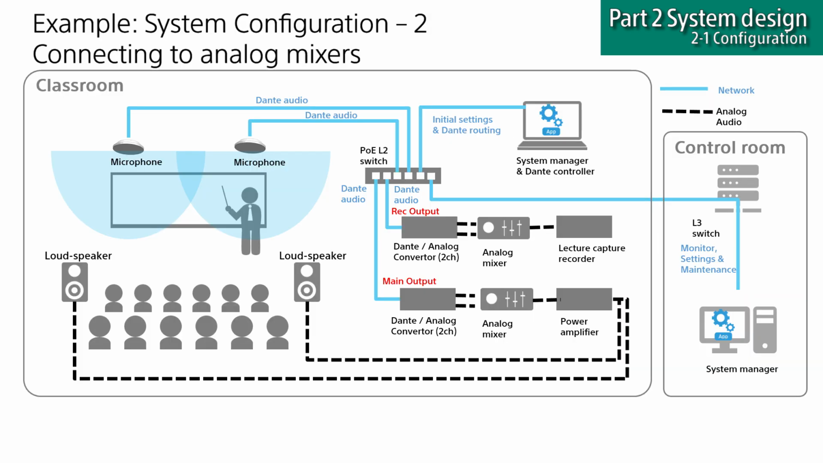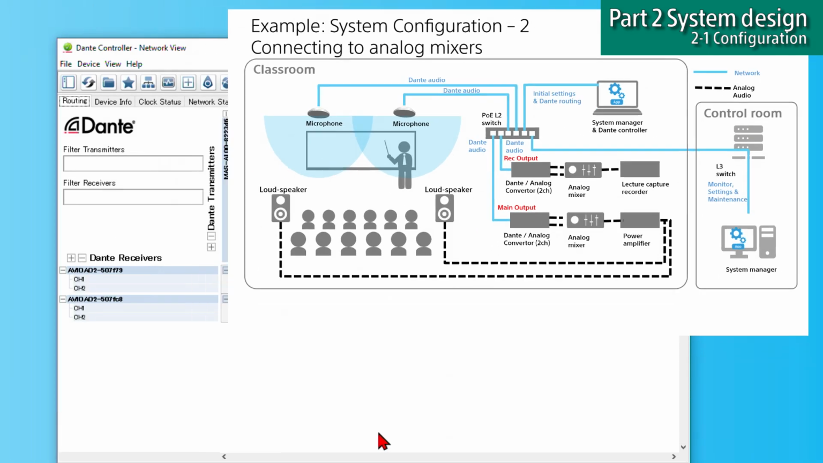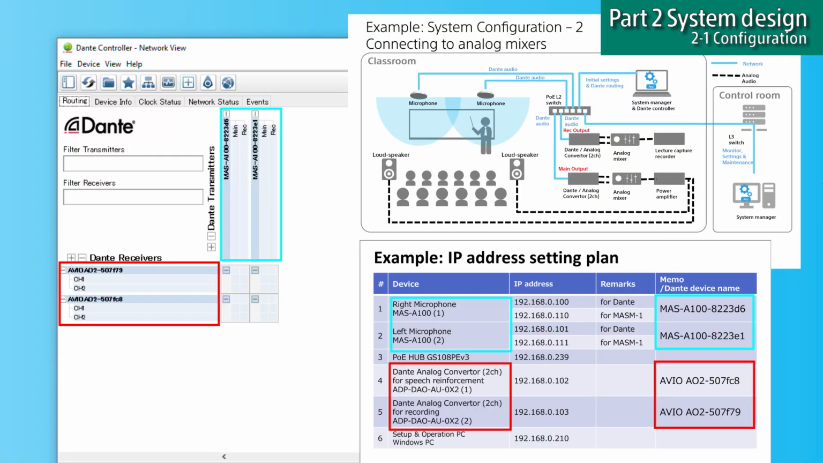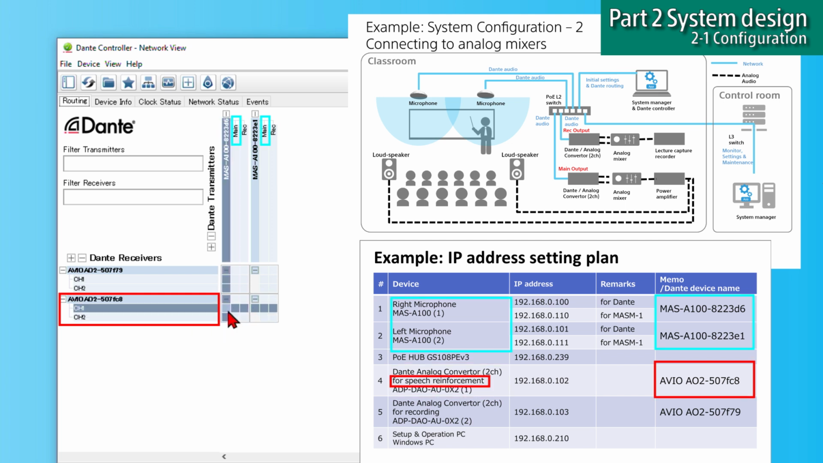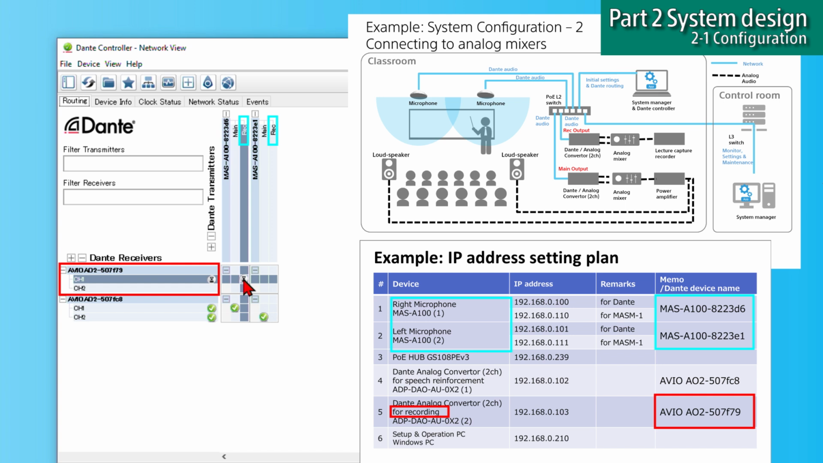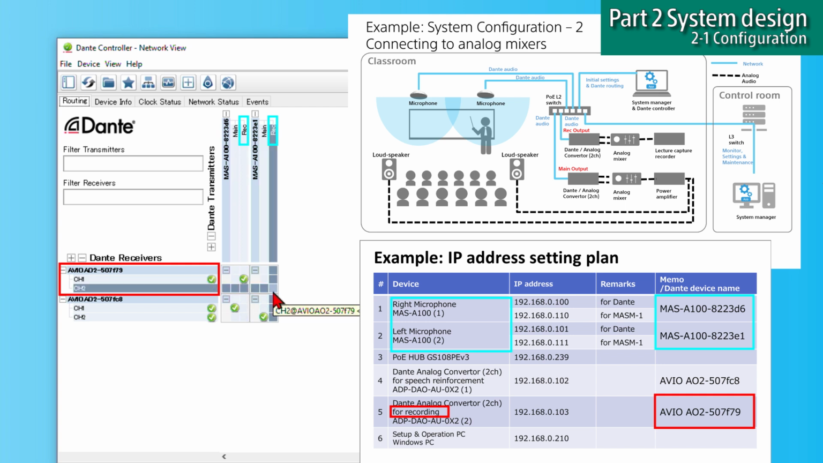Next, example 2. This is a case of using the Dante analog converters on the assumption to install beamforming microphones to the existing analog audio system. Using the Dante controller on this PC, make sure to mix the audio channels of the main output from each microphone for speech reinforcement. Separately, make sure to mix the audio channels of rec output from each microphone for audio recording. Keep in mind never to mix the main and rec output to one.